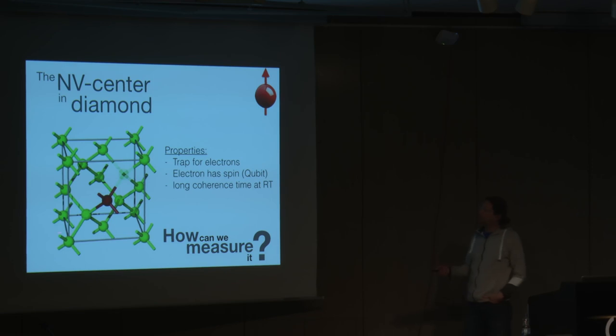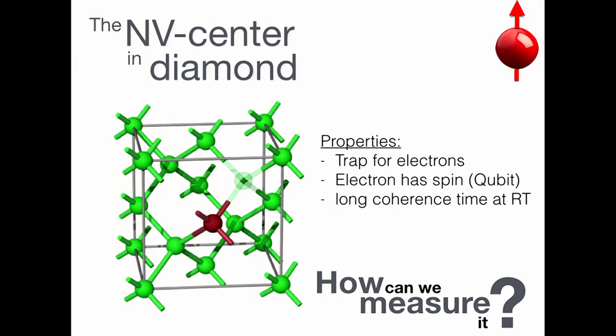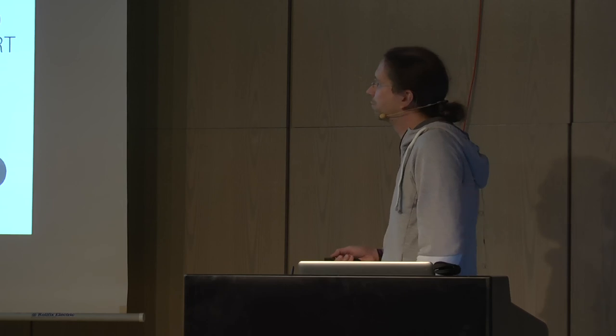This is a diamond lattice. Diamond is made out of carbon. And what you see here is the special defect I'm talking about, the NV center. The N stands for nitrogen, and the V stands for vacancy or void, so a missing carbon atom. So that's what you see here. There's the nitrogen atom, and there is the void, the missing carbon atom.